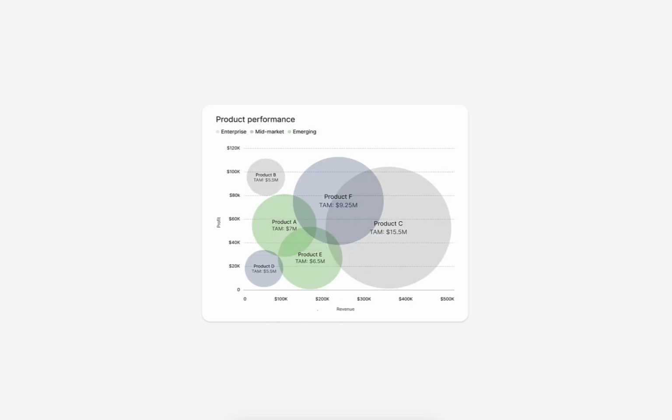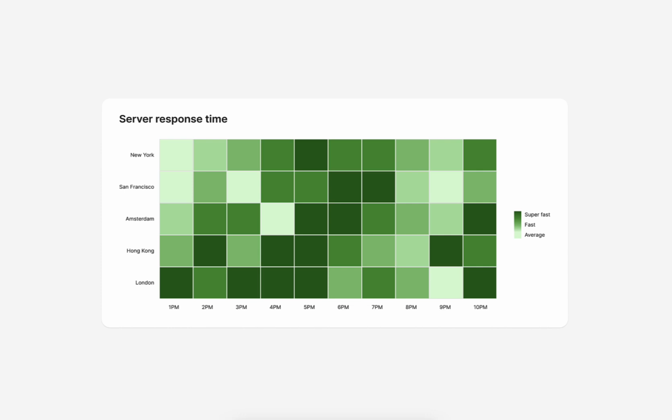The bubble chart is a scatter plot where point size represents an additional variable. It is used for showing three variables at once, such as profitability, revenue, and market share. A heat map uses color intensity to represent data density or values in a matrix. It is used for comparing data across two dimensions, such as system performance metrics.